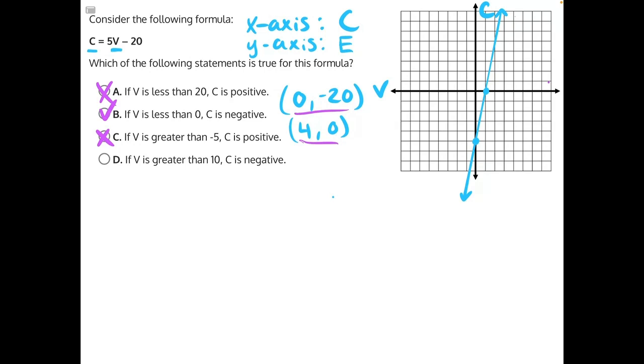And finally, answer choice D, if v is greater than 10, so that would be 4, 8, a little bit past 8 over here, and greater than is to the right, C is negative. Well, all of these values, if we assume that the graph extends to here, all of those negatives would continue infinitely in the positive direction, not the negative direction. So answer choice D is incorrect, making answer choice B our correct answer.